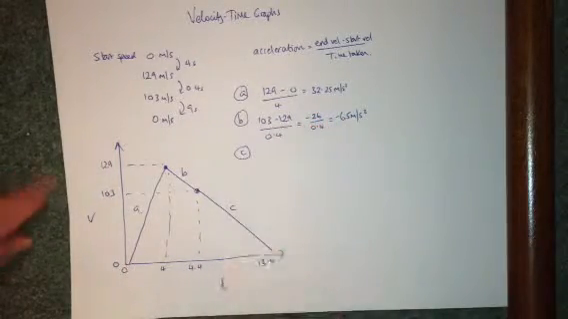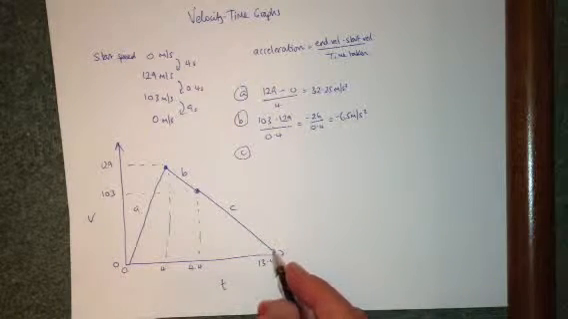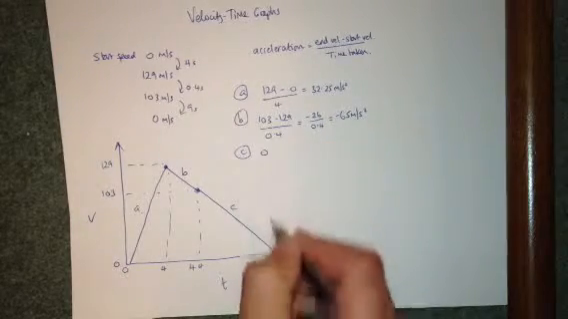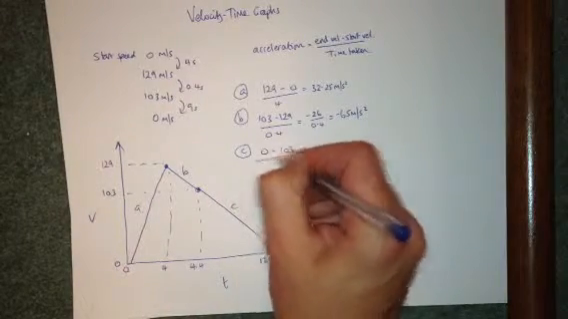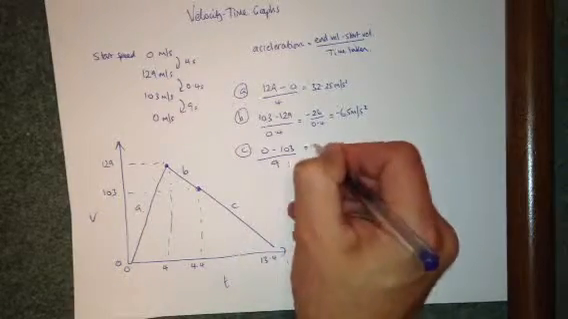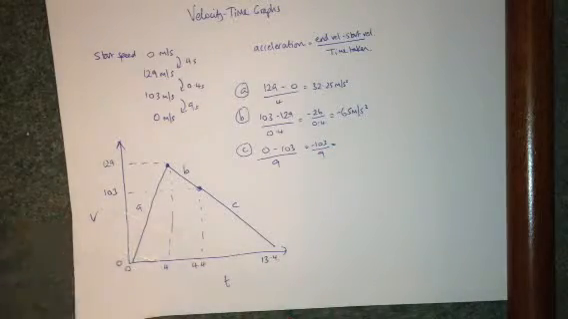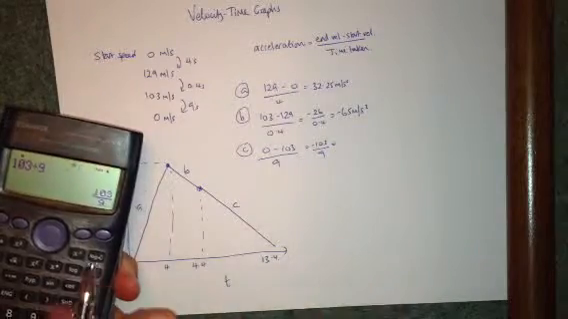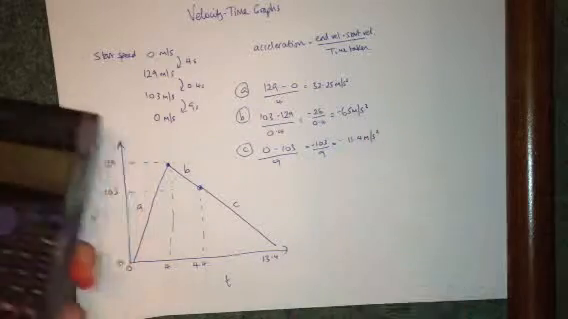Then point C, again it's decelerating, the speed's getting less, so the end velocity 0 because it's stopped, take away the start velocity, so that's 103, and the time taken 9 seconds, so that's minus 103 over 9, and again you put that in your calculator. So that gives you minus 11.4 meters per second squared.